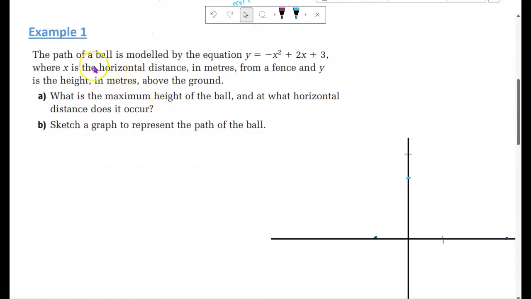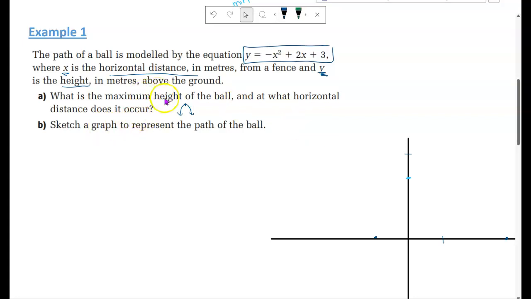The first problem deals with the path of a ball modeled by the equation y equals negative x squared plus 2x plus 3, where the x value is the horizontal distance in meters from a fence, and the y value is the height in meters above the ground. And so the question is asking us for the maximum height of the ball, and at what horizontal distance does it occur? So we know that we're going to look for the vertex.